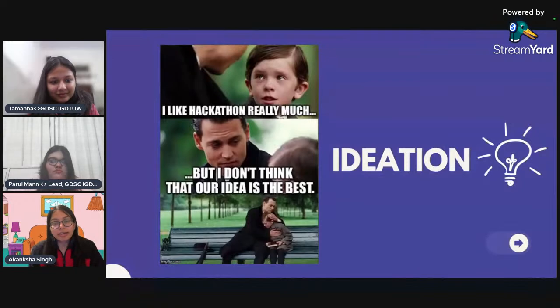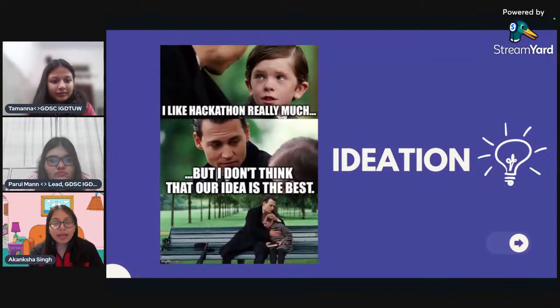But the thing with ideas is, it's very difficult to actually come up with very unique ideas. Everybody takes up some inspiration from someone's idea and then comes up with something of their own. So that's how you can go about coming up with an idea.